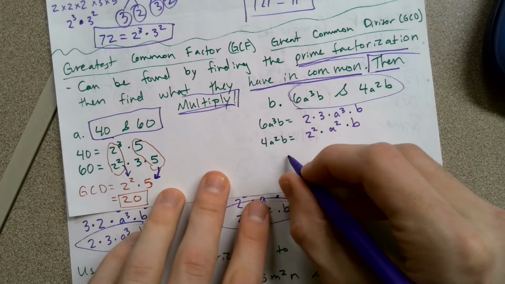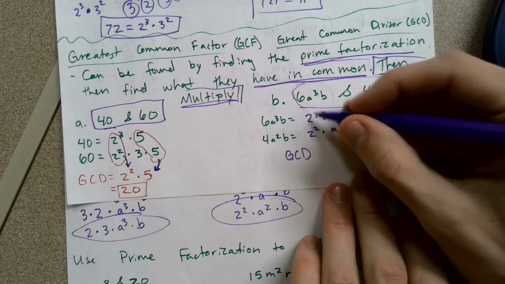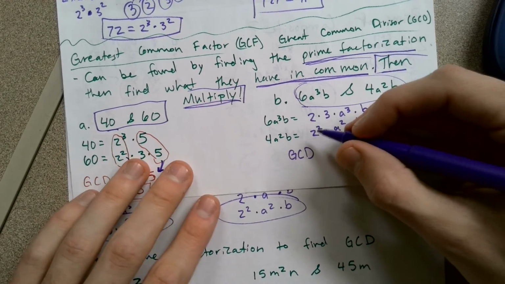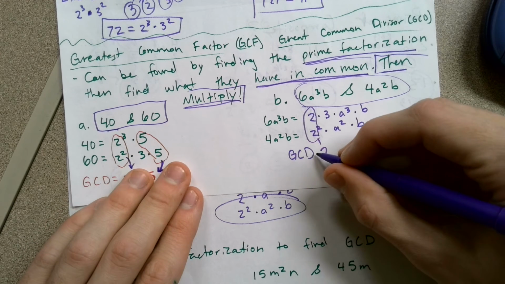Now I find what they have in common. I see right here, there's at least one 2. This one's only 1, this one has 2. So we're going to take one of each of those and pull them out. And we're going to take a 2.